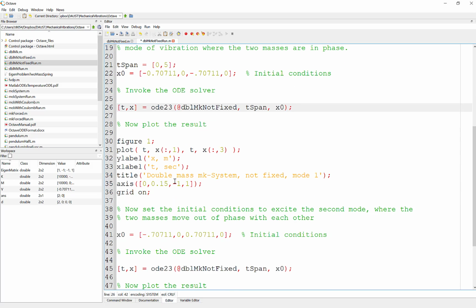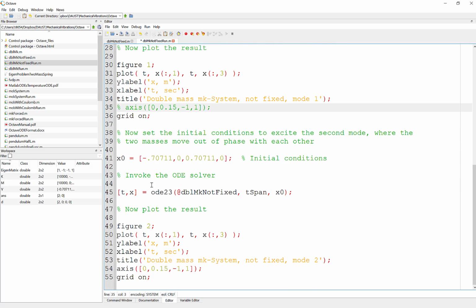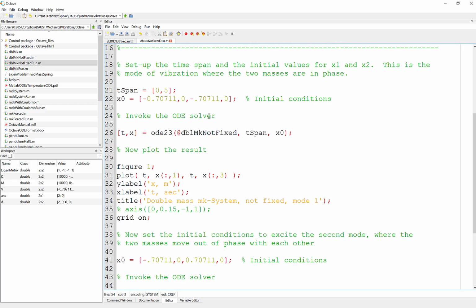Okay, I may need to change this. Let me comment out this axis command. So this was done for a system that has different values basically for the masses, and I changed the plotting a little bit. So I'm just going to comment out those axis things, and we'll see what it gives us. I'm running it for 5 seconds. I may need to come back and run it for a different length of time.